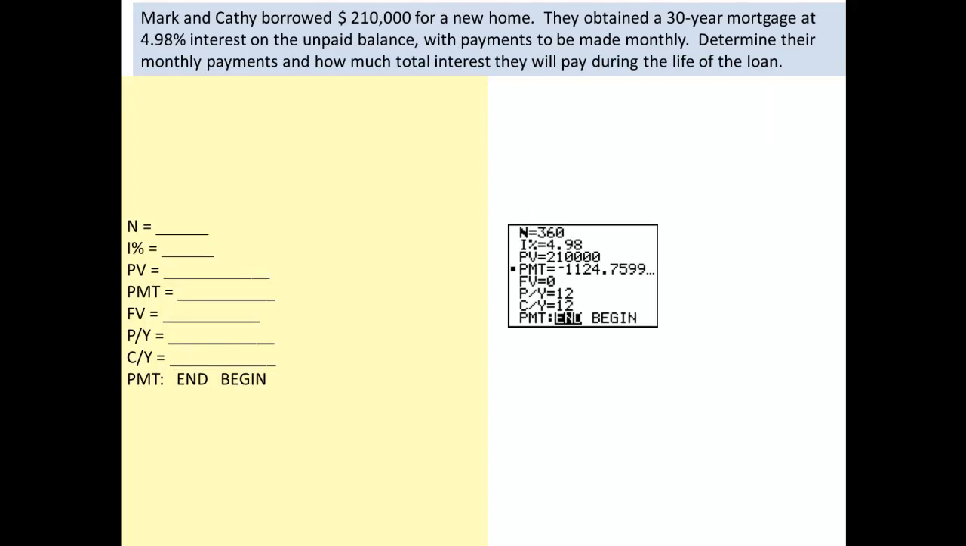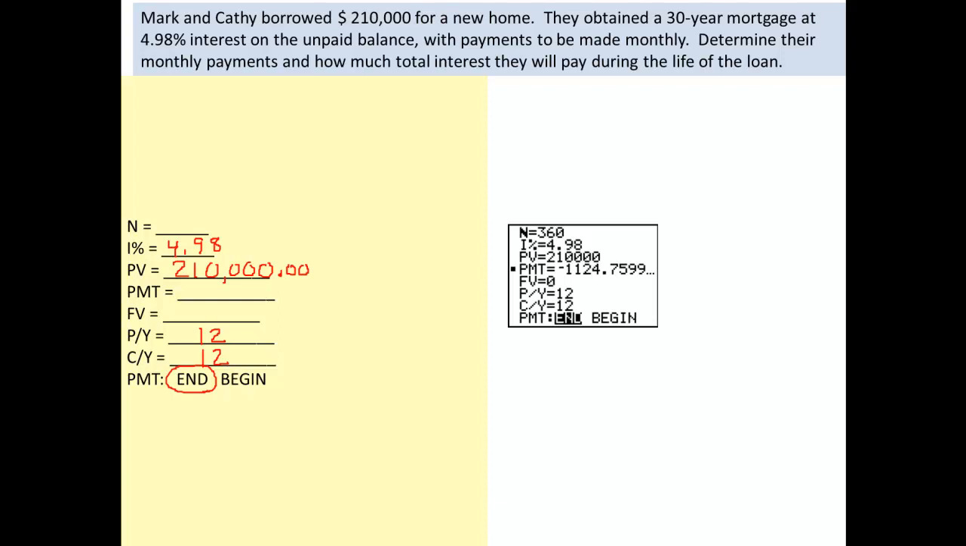What about loans? Borrowing money for a mortgage. The interest rate is 4.98%. The bank has just given Mark and Kathy a house, so the problem starts out with Mark and Kathy just being handed $210,000. This is positive because it's being received by the individuals. And the payments are to be made monthly. The interest is compounded monthly on the outstanding balance, and the payments are due at the end of the month.